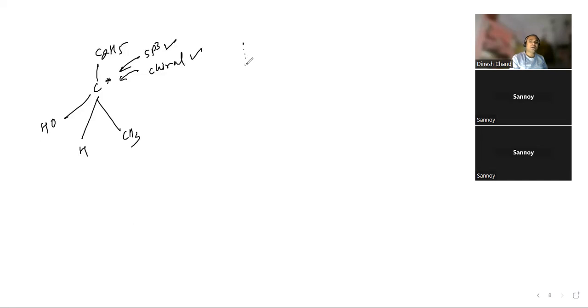If you are making the image of it, this is the mirror. So what image are you going to get? This will be CH3, here is C2H5, and here will be H, and here will be OH.